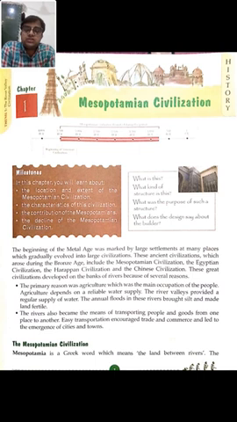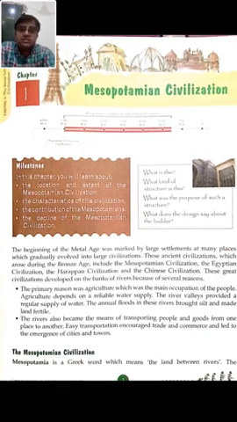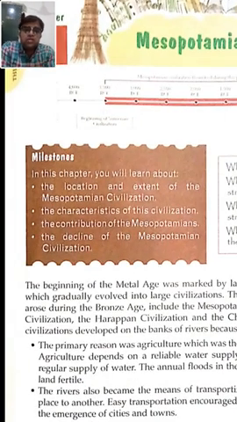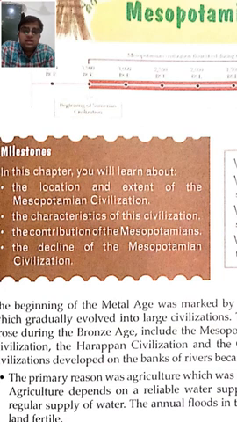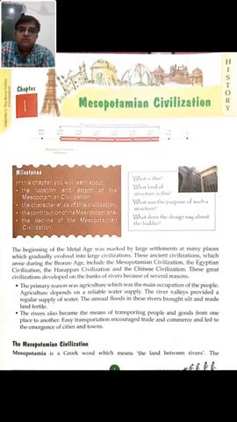Mesopotamia is situated in present day Iraq. So in this chapter, my dear students, you will learn about the location and extent of the Mesopotamian civilization, the characteristics of this civilization, the contribution of the Mesopotamians, and the decline of the Mesopotamian civilization. So let us begin with our chapter. I will be explaining you paragraph wise. So with this I resume with the chapter.